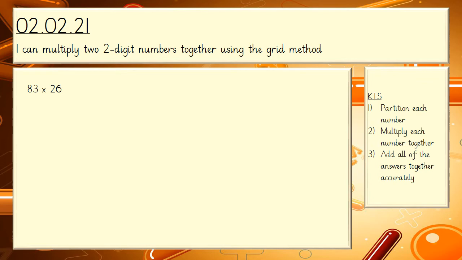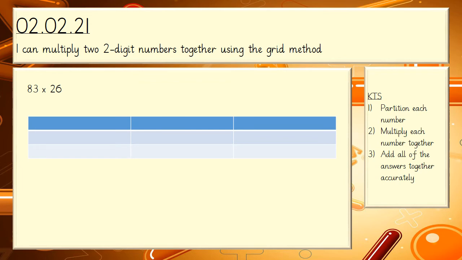If you want to have a look at one more example, you can stay on this slide. If you don't want to, remember you can fast forward until you get to the Fluency part. So 83 multiplied by 26. First of all, draw out your grid. Partition 83, which would be 80 and 3. Then partition 26. That would be 20 and 6.